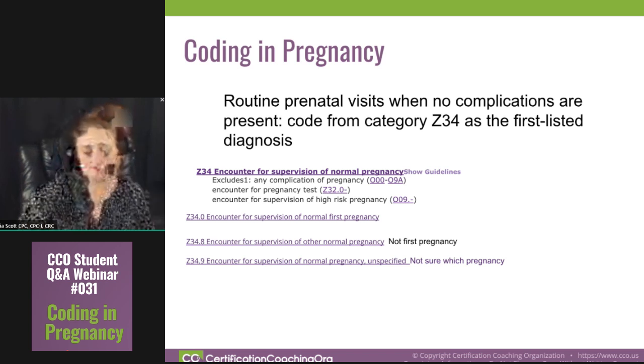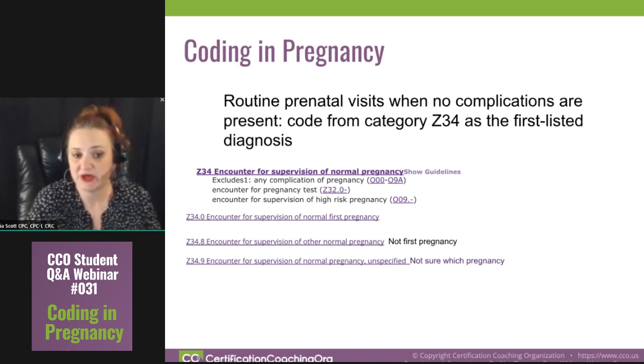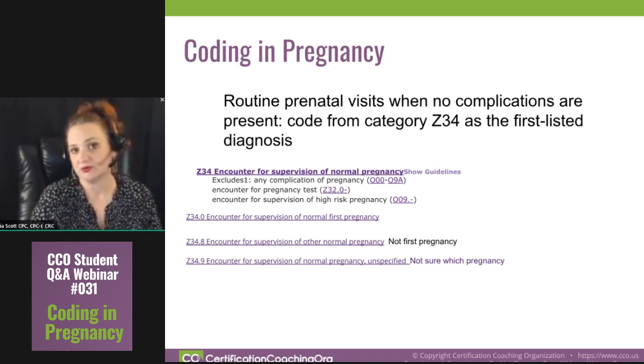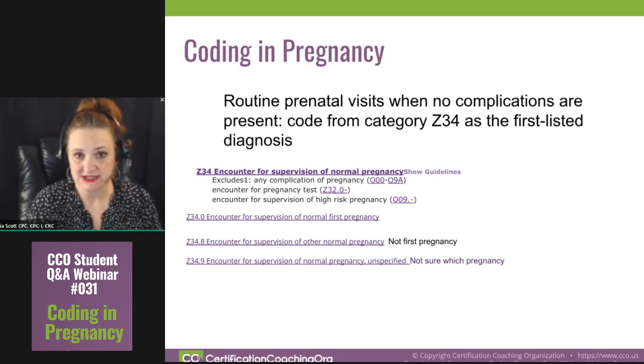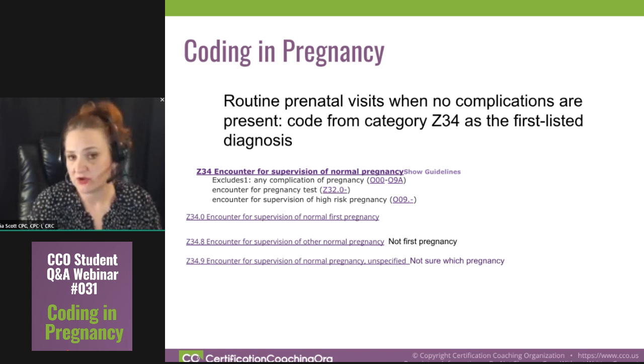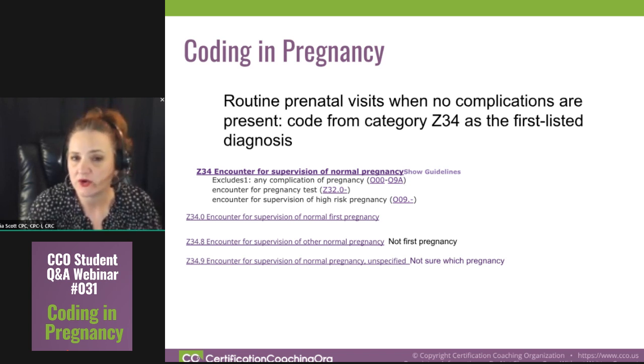Now, what does that mean? What does the other and the unspecified on these Z34 codes mean? What separates .0 from .8 and .9? First pregnancy. They're all normal pregnancies, right? In other words, we don't have any complications involved. So again, Z34.0 is supervision of normal pregnancy, first pregnancy. .8, other normal pregnancy. And then .9 is unspecified. Well, what does other mean, right? And what does unspecified mean?